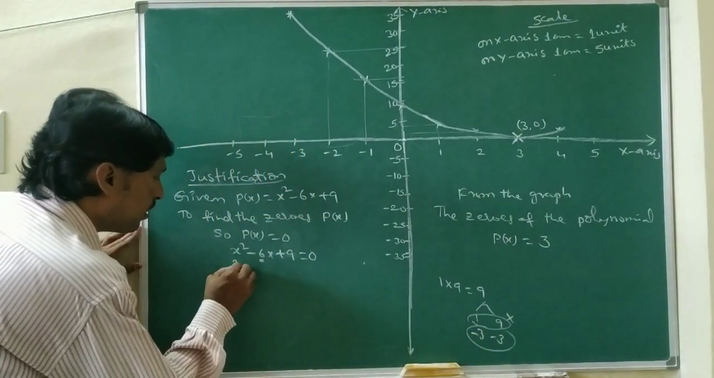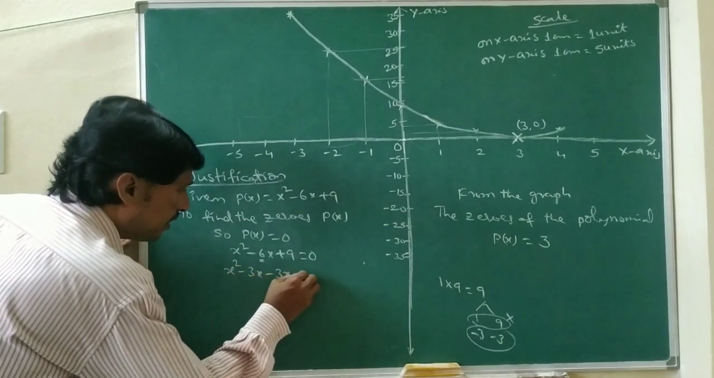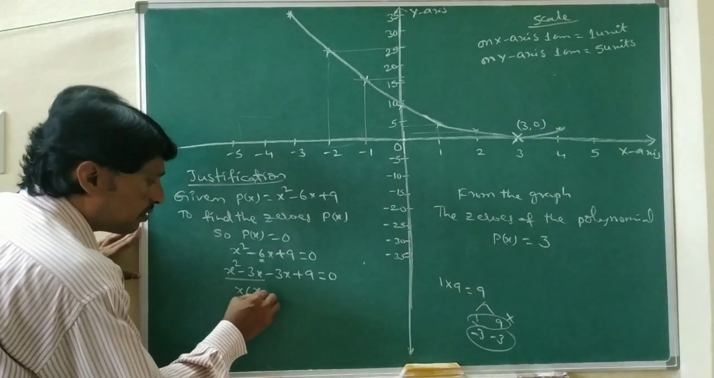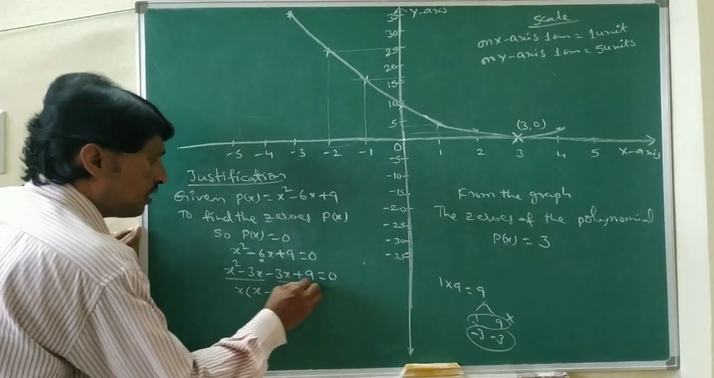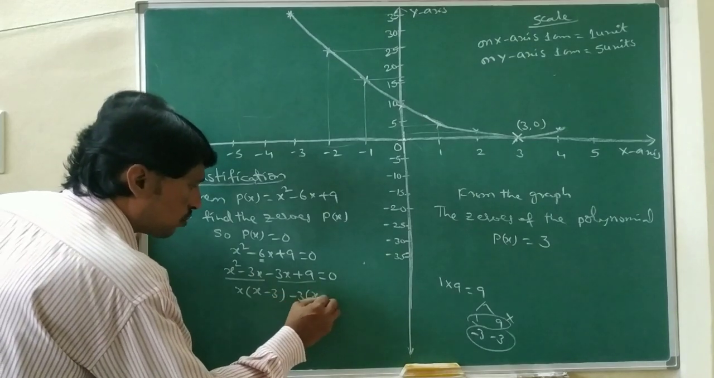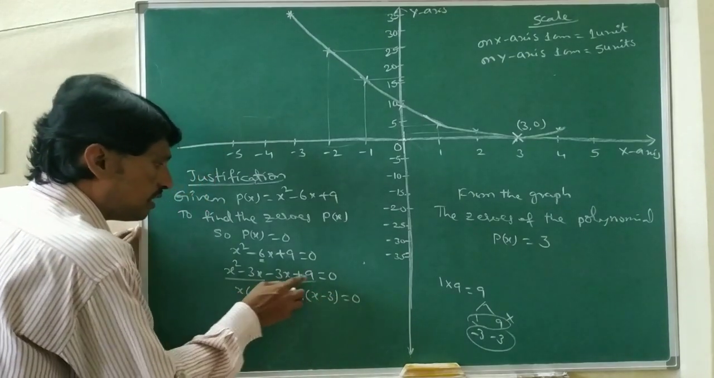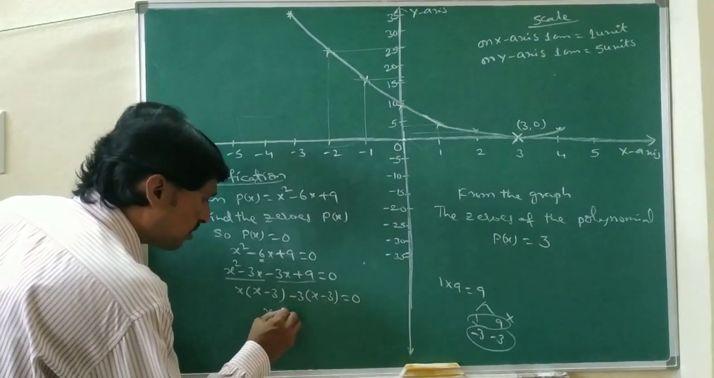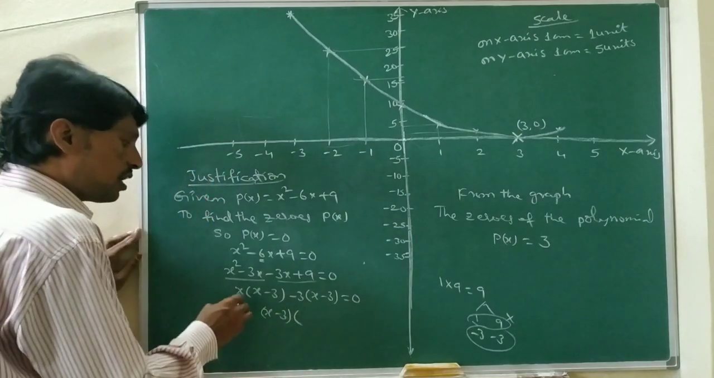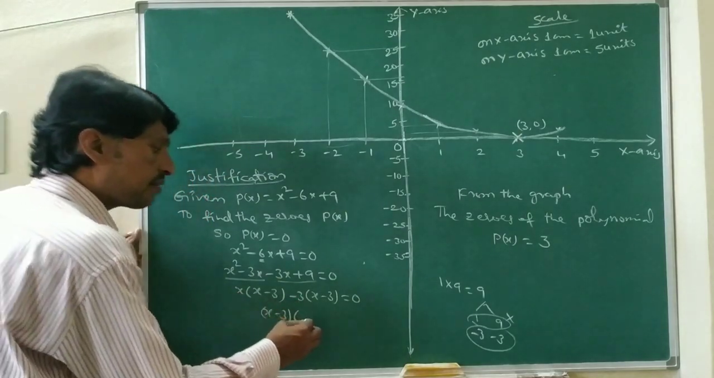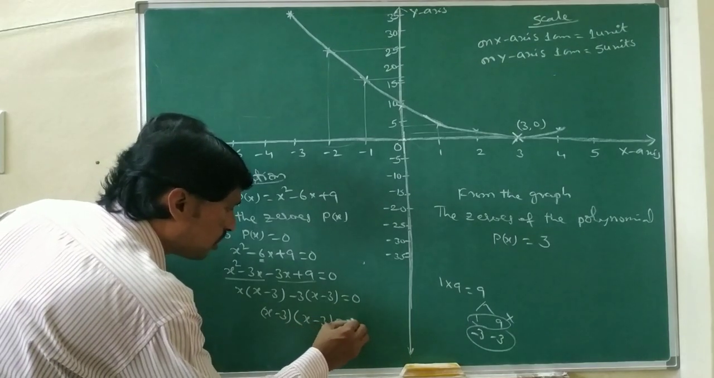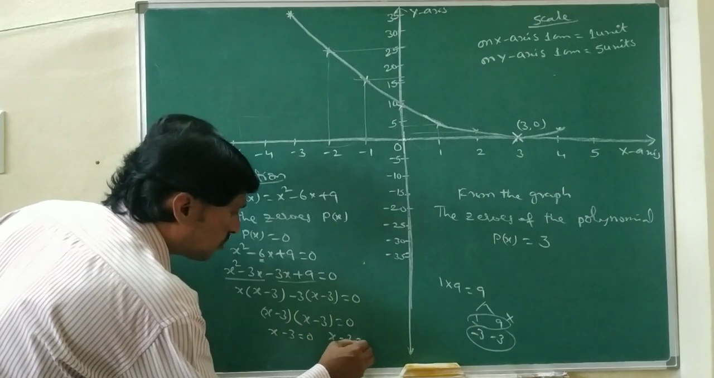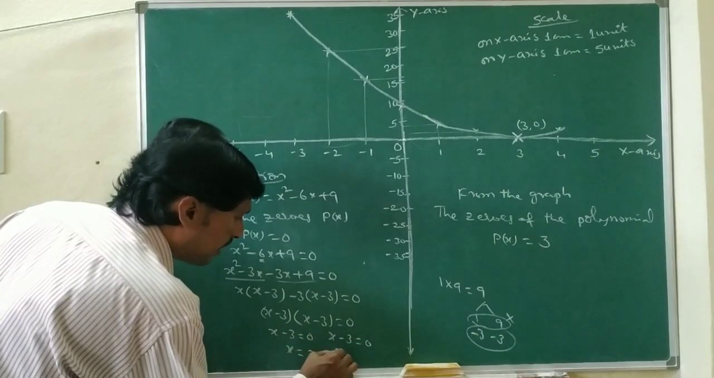Means x square minus 3x minus 3x plus 9 equal 0. In this we can take x as common: x minus 3. In this we can take minus 3 as common. So x minus 3 equal 0. 3 threes is 9, like that we can get. Here x minus 3, here x minus 3. We can take x minus 3 as overall common. Taking the common, here x remains, here minus 3 remains. x minus 3 equal 0. Now write each factor individually: x minus 3 equal 0, x minus 3 equal 0. So x equal to 3 and x equal to 3.